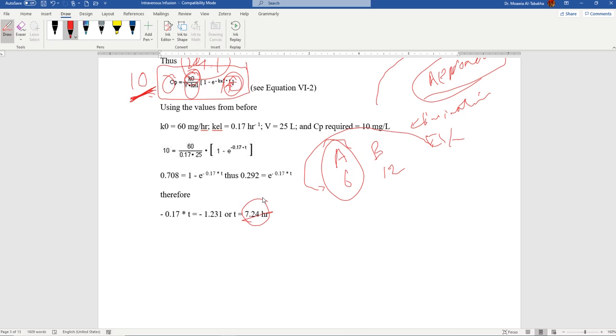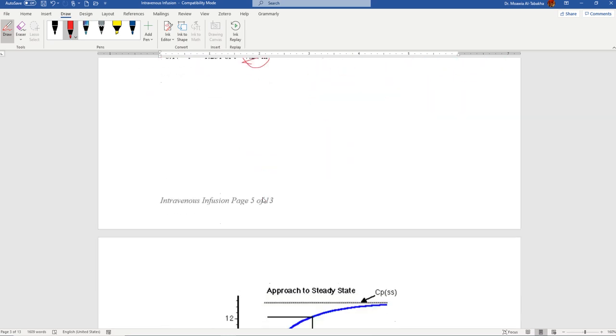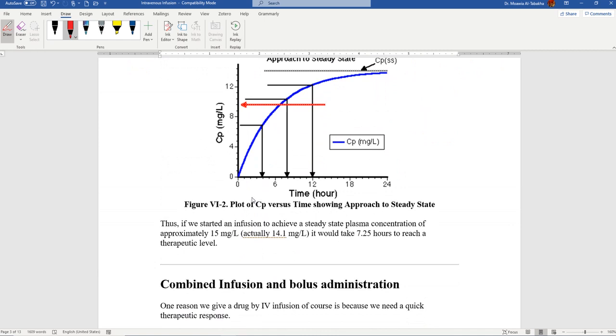What I mean to tell you is, imagine that we need 7.24 hours just to reach the minimum effective concentration. The patient might die before the drug starts to give an effect. What does this tell you? Does it tell you that an infusion is bad? Let's give it orally? No, it tells you that we can have other ways to reach the steady state faster. And this is what we'll be talking about inshallah in part 2.